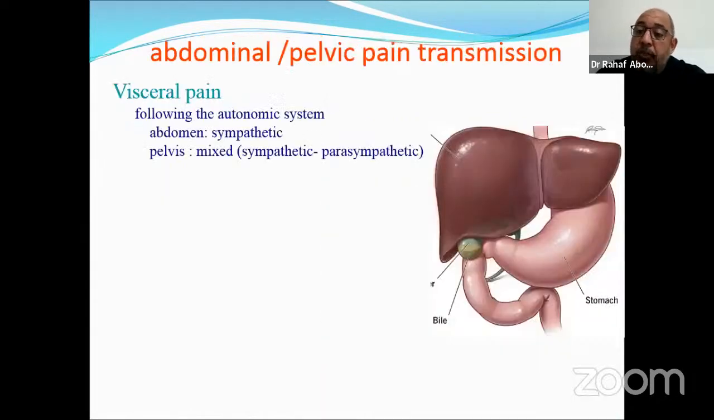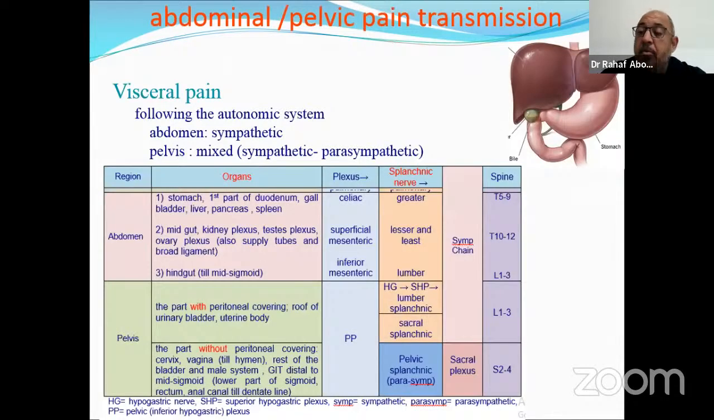The abdominal innervation is divided into two categories: the visceral innervation, which is sympathetic or autonomic. The abdomen is entirely sympathetic, and the pelvis is sympathetic and parasympathetic. The good point here is that almost all organs of the upper abdomen are supplied by the celiac plexus, which is supplied by T5 to T9. So if you block these segments, you block the spleen, the pancreas, the liver, the stomach, the gallbladder, and even the first part of the duodenum.